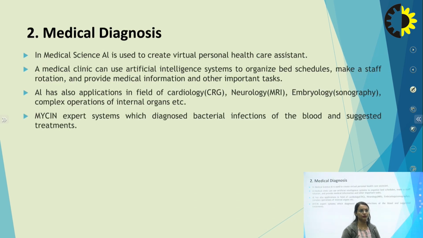The second is medical diagnosis. In medical science, AI is used to create a virtual personal health care assistant. A medical clinic can use AI to organize bed schedules or staff rotations. It can also provide medical information and other important tasks. The major applications in this field are cardiology, neurology, sonography, and many more complex operations on the internal organs. The first expert system used in medical diagnosis is MYCIN, which was used to diagnose bacterial infections of the blood and suggest treatments.